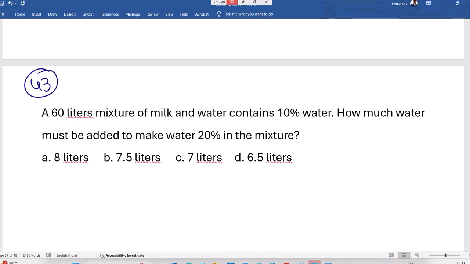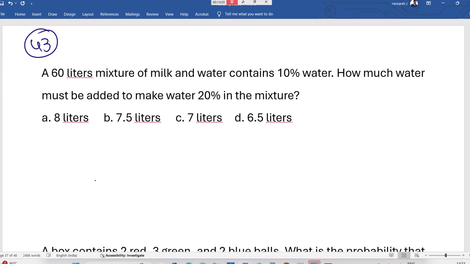Mixtures and alligation topic, do you know the basics? I can do this question in two ways. Listen, guys, listen. Initially, how much is water? I'm focusing only on water.